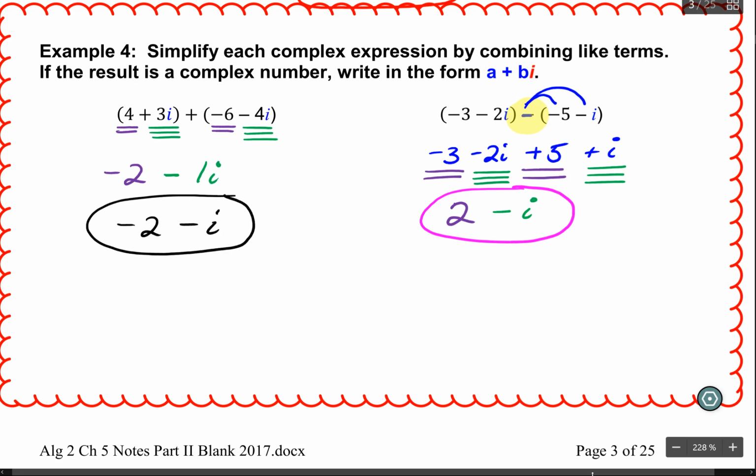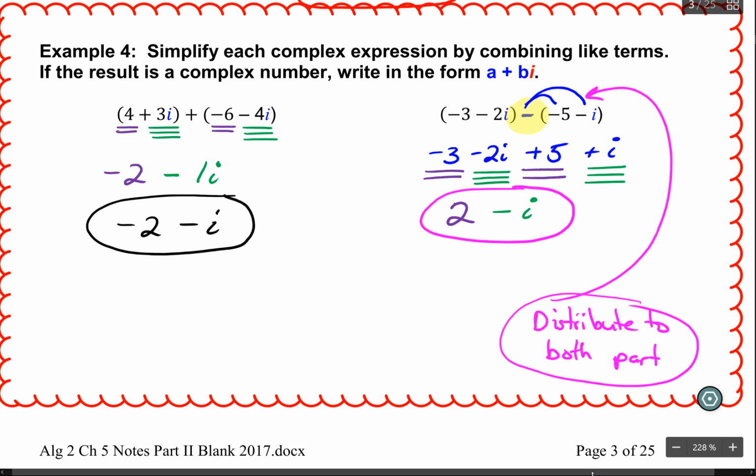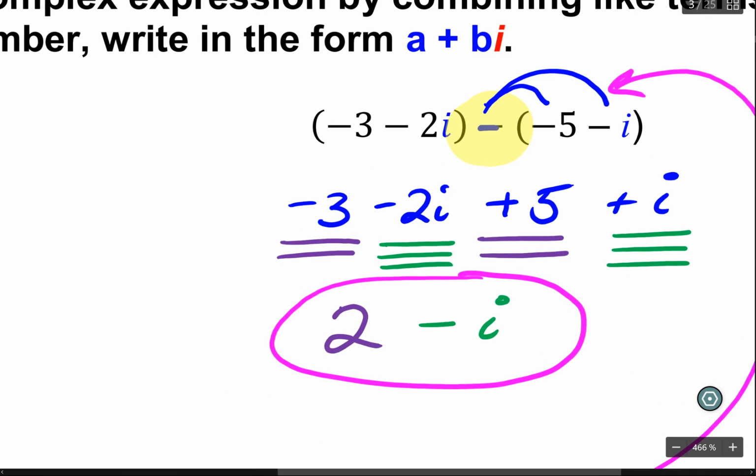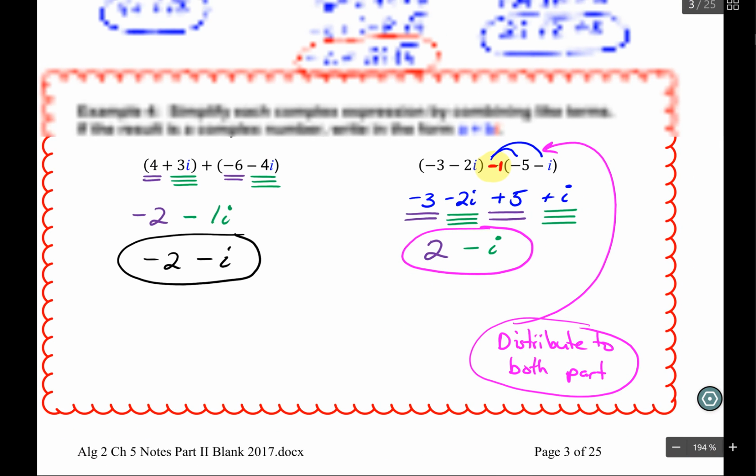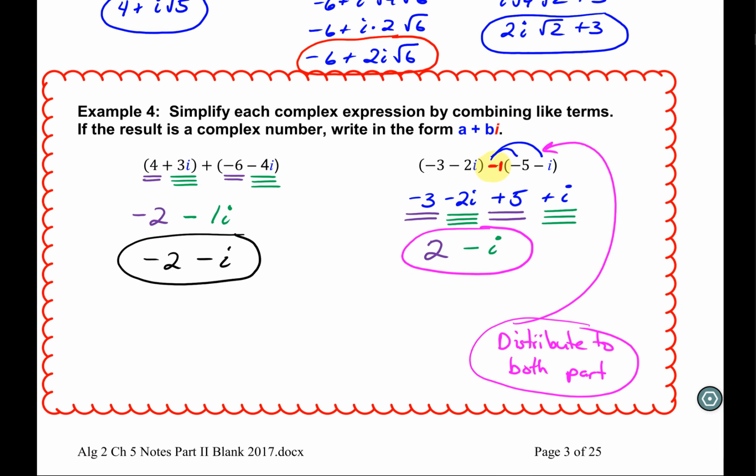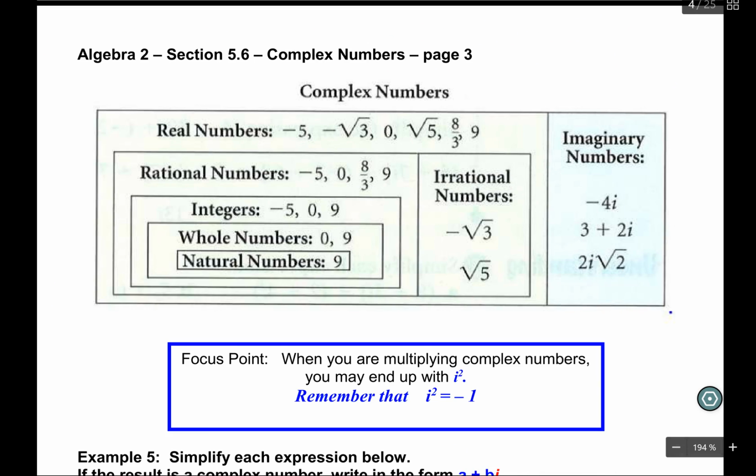I can't emphasize enough the importance right here of distributing to both parts. This is a thing that in the past we have had tremendous issues with, students forgetting to distribute to both parts when there's just that minus sign. Some people benefit from thinking of that not just as a minus, but actually a minus 1 to distribute, and sometimes that helps people to remember that. So I hope that'll be helpful in you remembering that process. Let's look at our next page.